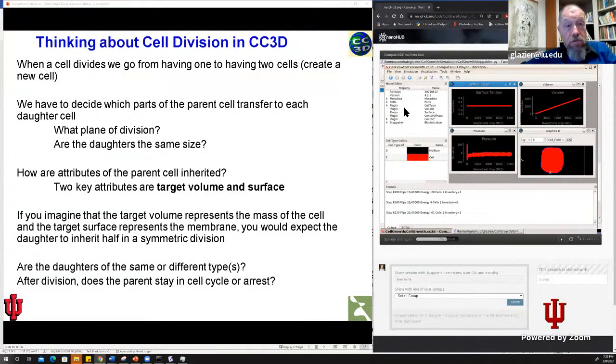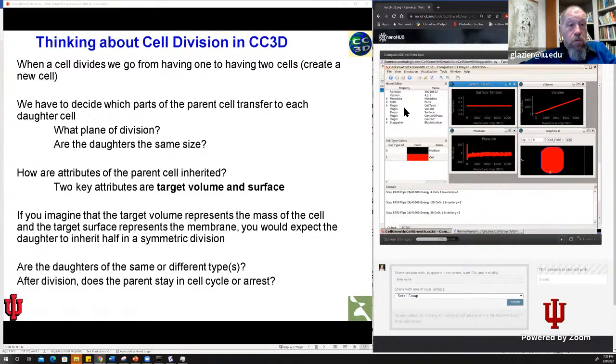Our cells have a lot of attributes. They have target volumes, target surfaces, and so on. We have to decide how those attributes are assigned to the daughters. The key one is going to be target volume and target surface. Conceptually, we could think of target volume as representing the mass of the cell, and the target surface could represent the membrane of the cell. And we'd expect, if we have a symmetric division, that the daughter cell would inherit half of the volume and half of the membrane.